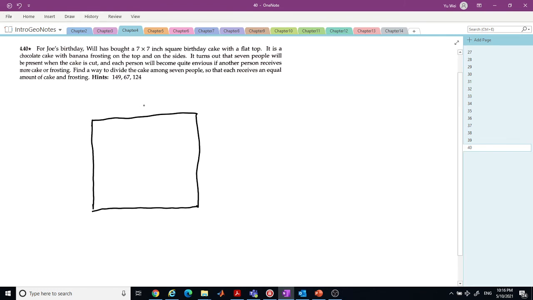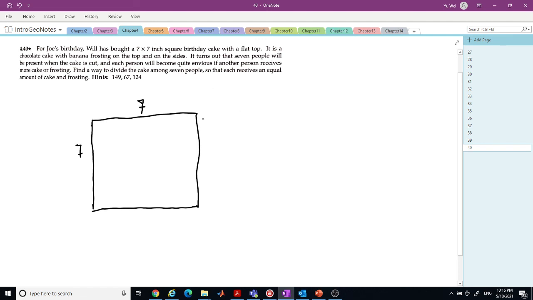So final one is the cake problem. We bought a 7 by 7 inches square birthday cake with a flat top. It is a chocolate cake with banana frosting on the top and on the sides. It turns out 7 people will be present when the cake is cut, and each person will become quite envious if another person received more cake or frosting. So find a way to divide the cake among 7 people.